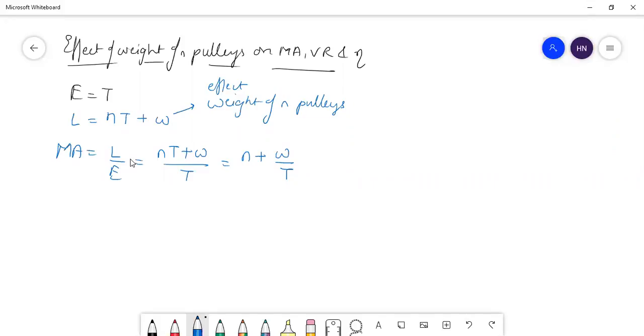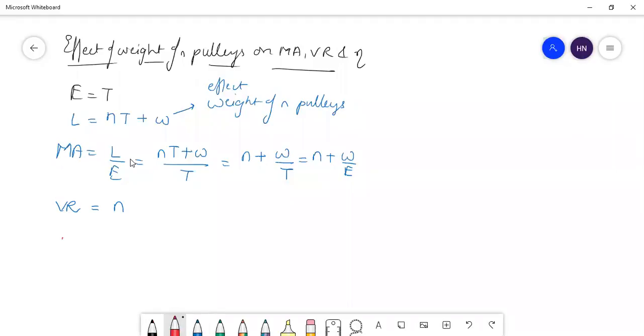And T you can replace as E. So you can write it as (N plus W) by E also. W is the weight, E is the effort applied, and N is the number of pulleys. So that is the mechanical advantage. Now velocity ratio has no effect because it is just equivalent to the distance moved, so it is not affected by the mass of the pulley. The velocity ratio will remain the same, that is N. It is not going to change.